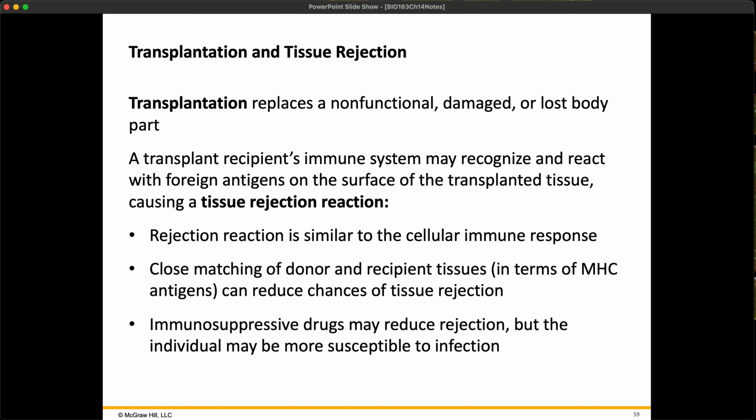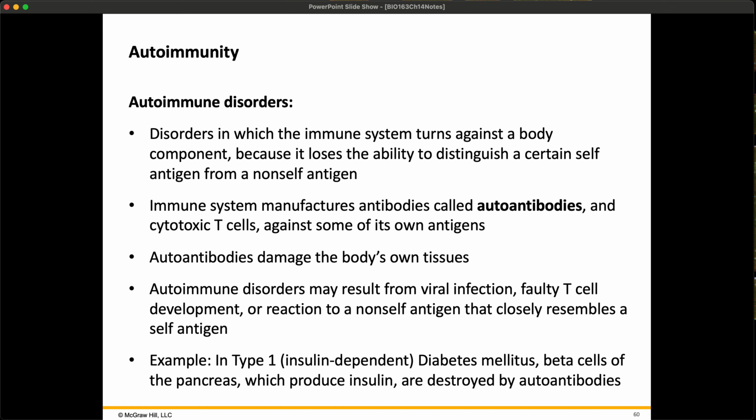That, of course, then does leave you more susceptible to an infection, just a normal flu, staph, MRSA infection, whatever it may be in the area. So still big risks with transplant reactions. And then autoimmunity, autoimmune disorders. This is when the immune system turns against the body or a body component, and it loses the ability to distinguish self from non-self antigens.